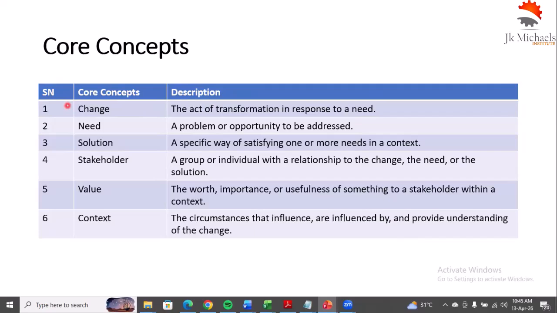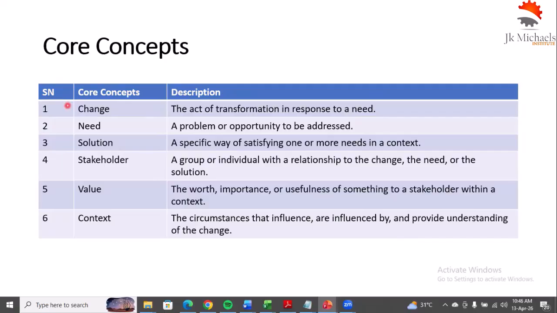And there's a likelihood that they're going to teach us for the competitor. That's a need, and we need to address this using the project. The solution is a specific way of satisfying one or more needs in a context, right? So we could have a couple of ways we can provision or deal with the problem or the opportunity. These options that we have for satisfying the need, we'll call a solution.